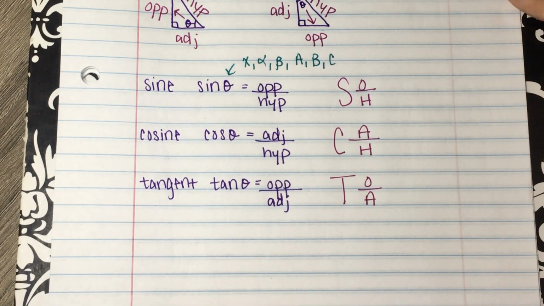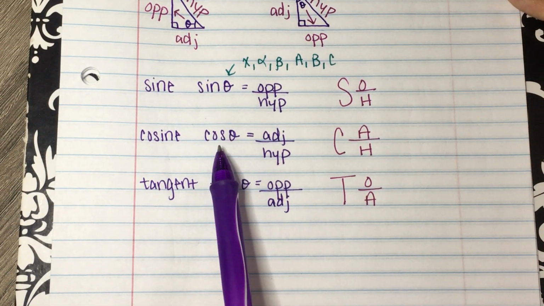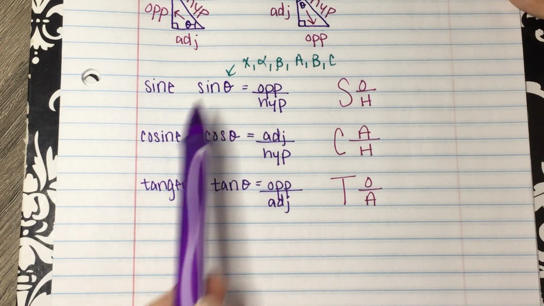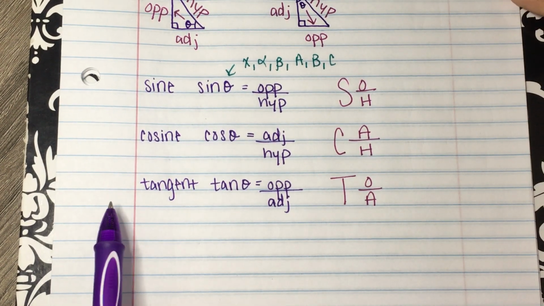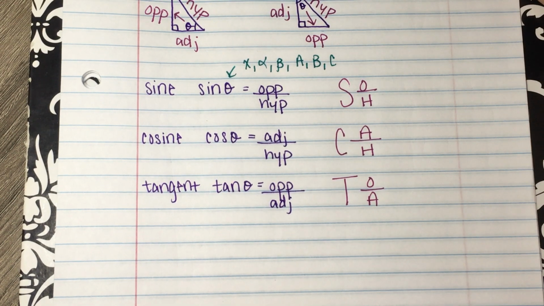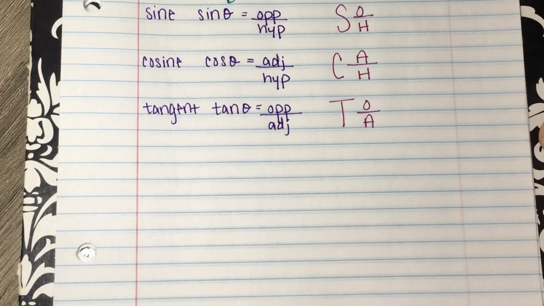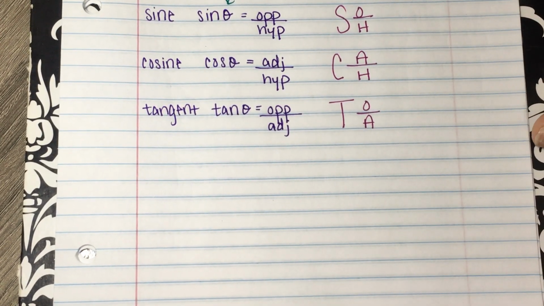Now, please, please, please do not say sin and do not say cos, okay? This is sine, and this is cosine, and this is tangent. All right, only 3 more examples to go, and then you're home free, and then you just got to do a little bit of work, and then you're done for the day.